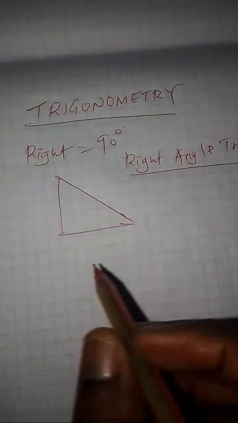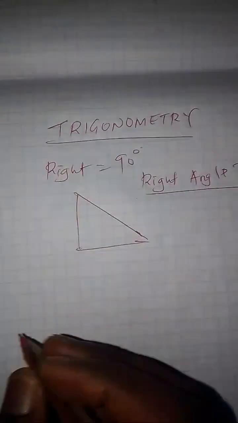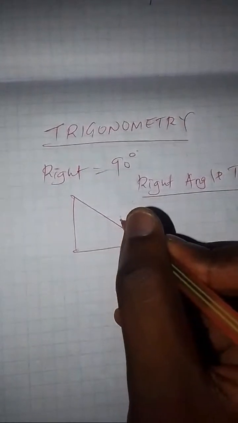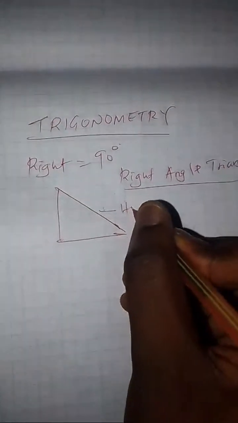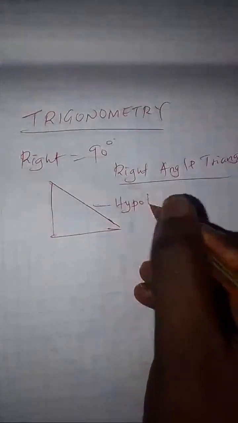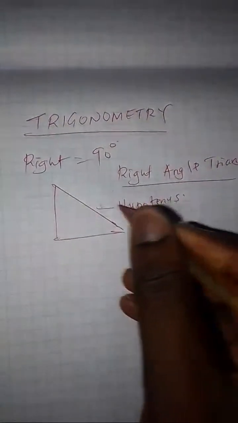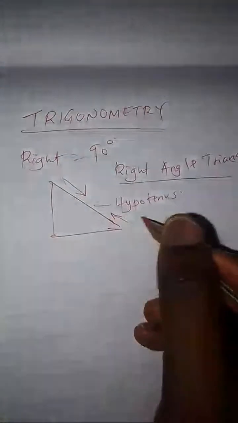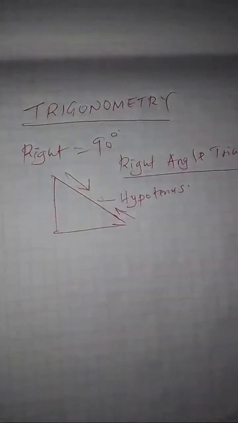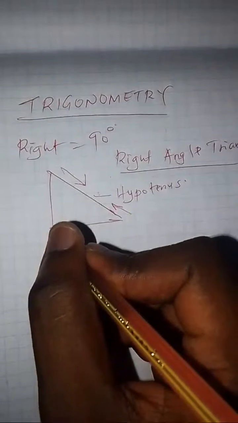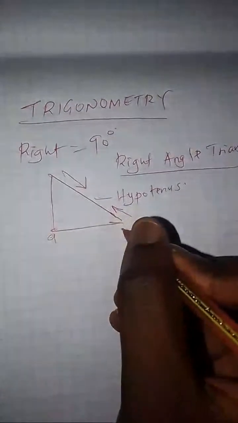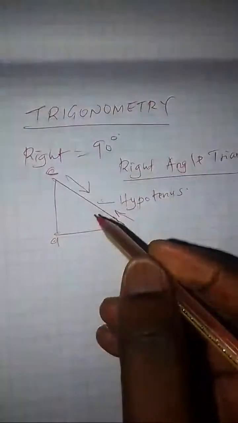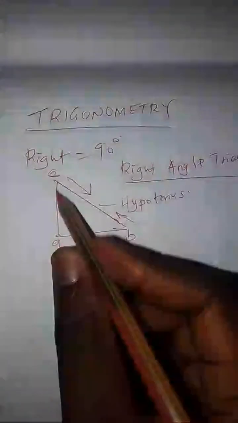We all know that this side is the hypotenuse side. That is the distance from this point to this point. Then you also know that there are these points, so I want us to name them point A, B, and C: the distance from A to B to C.